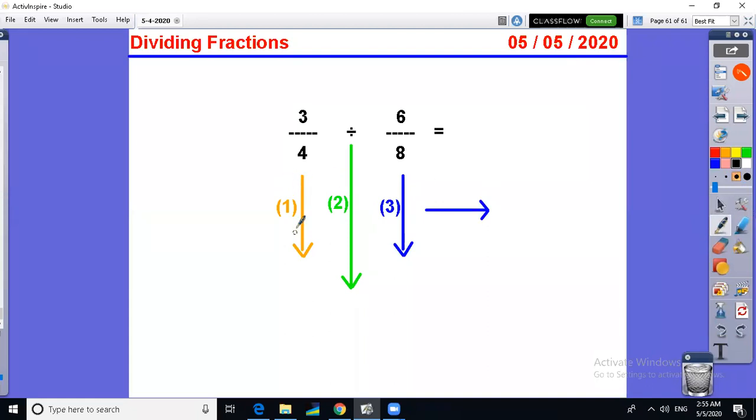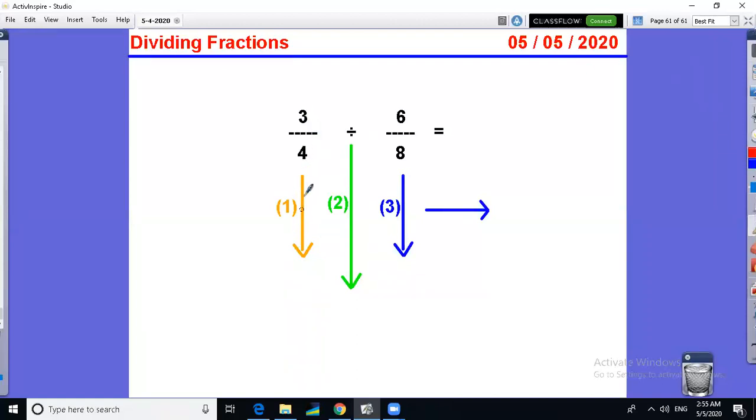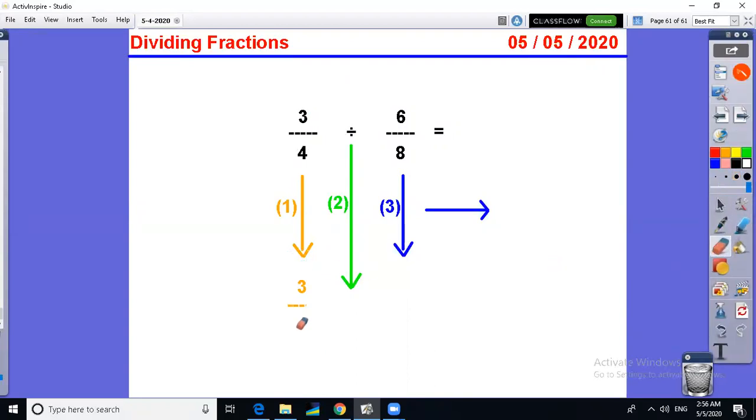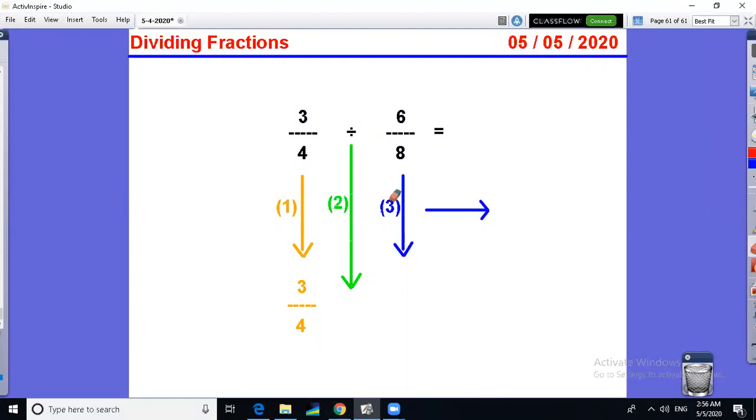All right, the first one here is to bring down the first fraction as it is. So the first fraction, which is before the division sign, just bring it down as it is to become just a 3/4, the same. The second step is to turn the division sign into multiplication. So first step, bring the first fraction down as it is without any changes. The second step, bring down the division sign to become multiplication.